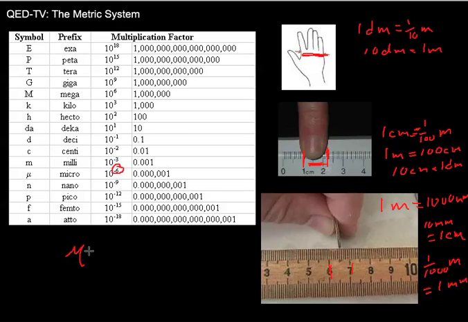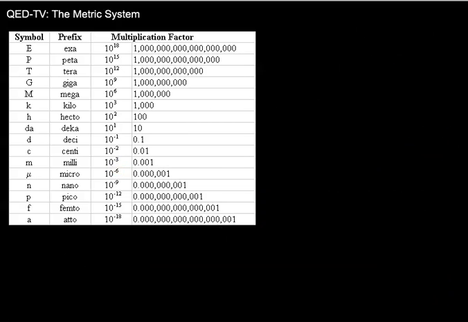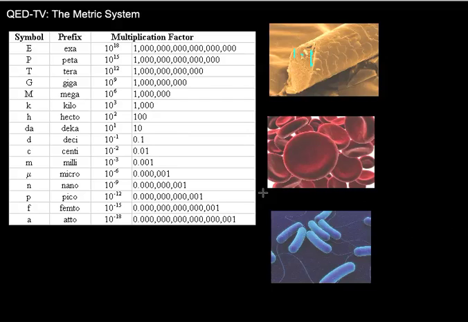A micrometer is 1 millionth of a meter. If we look at things that are on the order of micrometers, sometimes instead of micrometers we call them microns. So we can measure how many microns there are. Now we're down to things that are really, really tiny, and we have to use a very powerful microscope to see some of these things.